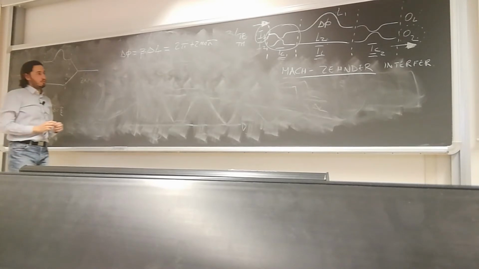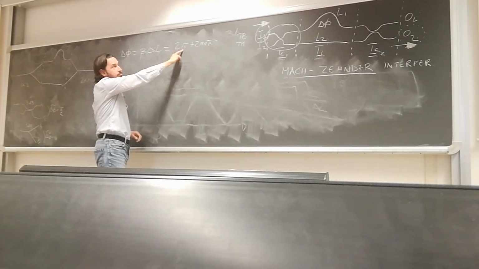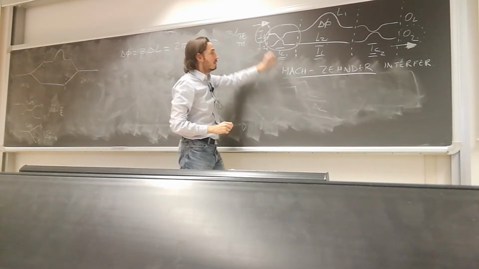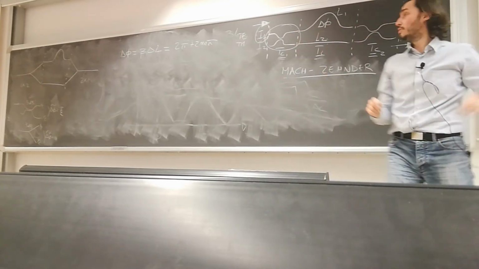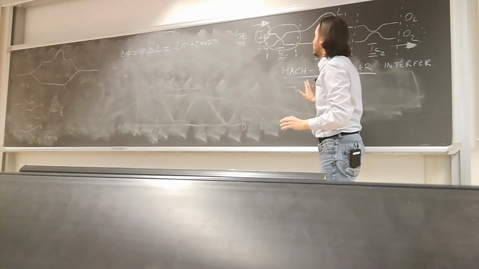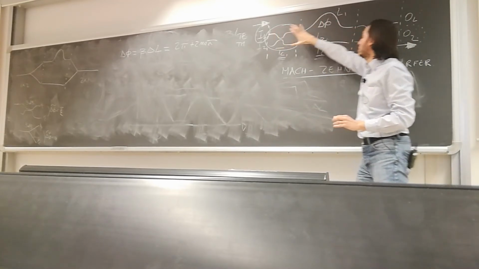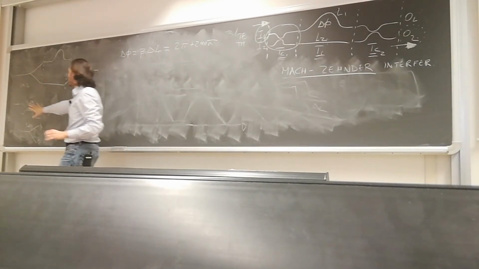When I wrote this relation, and I told you, if delta phi is 2 pi, all the power from this port goes to this port. Is it true? But this happens when my splitter and combiner are realized in this way.